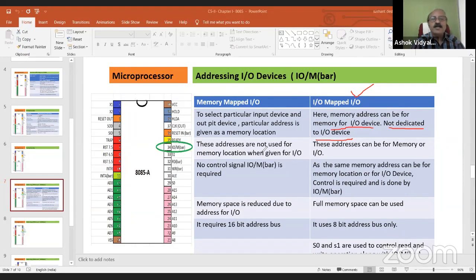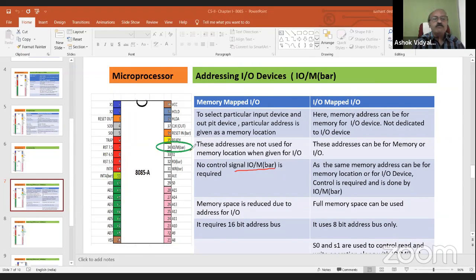Second is these addresses are not used for memory locations when given for IO. Once it is given for IO, it is dedicated so that it cannot be utilized for different one. While here these address can be used for memory or IO. So same thing can be again used like the address and data bus. Here the memory can be used as a memory or memory can be used as the address for the input output device. Then no control signal IO/M bar.